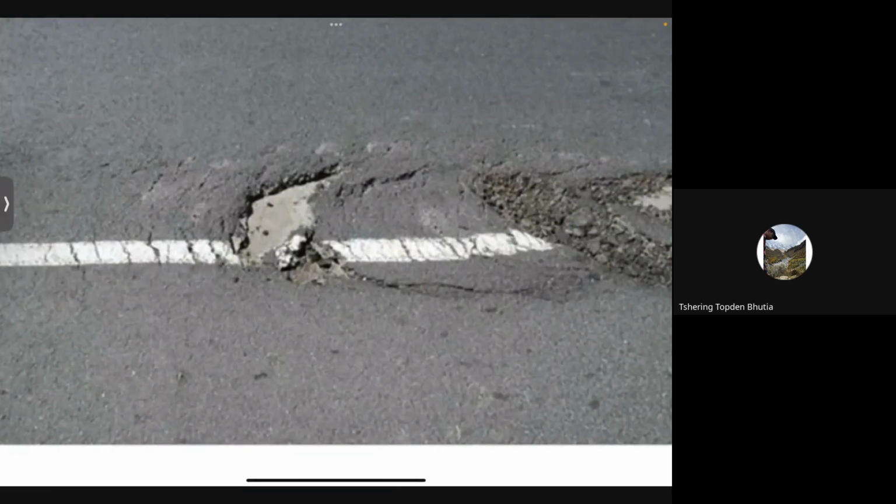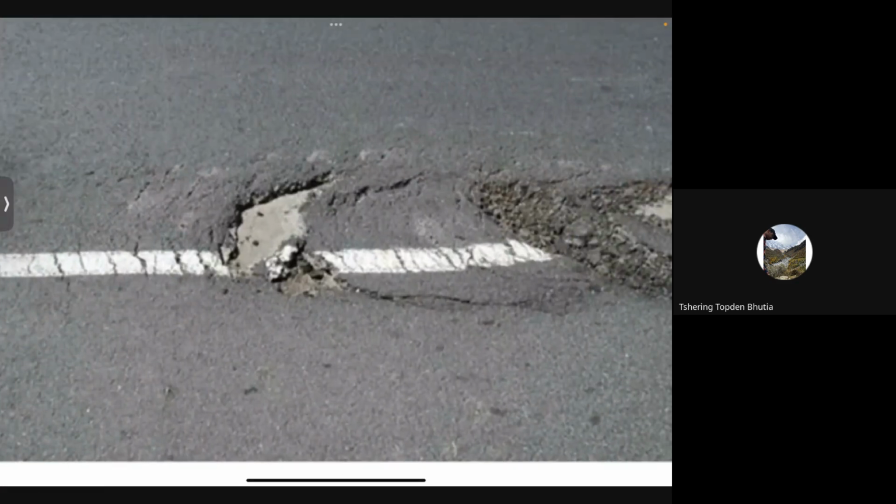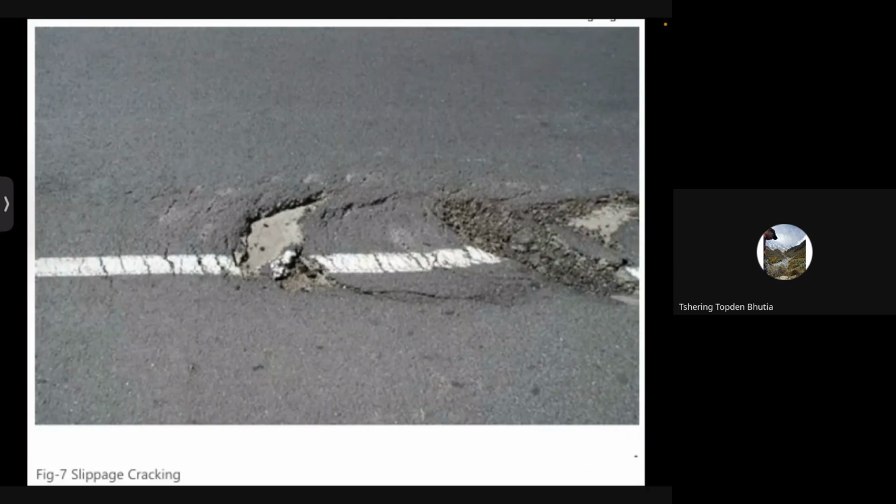So, how would this have formed? Can you guys guess? How did this type of defect form? Water is fine, warping it's okay, but yes, braking, you are right. Because of braking or the wheel getting stuck and skidding, doesn't it look like that? So, that's why it is called slippage cracking.